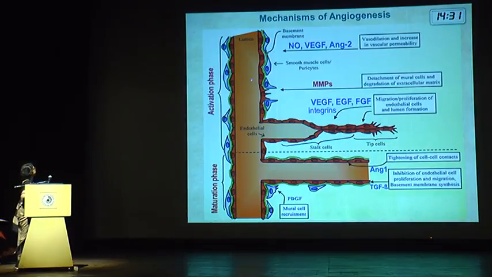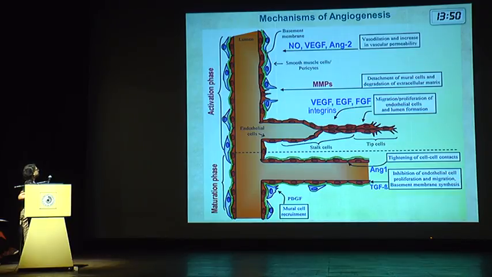Now, speaking of angiogenesis, the endothelial vessel is lined by endothelial cells, and this is covered by the basement membrane in green, and the mural cells comprising smooth muscle cells and fatty cells. Angiogenesis has two stages, the activation phase and the maturation phase. During the activation phase, there is vascular dilation and increase in vascular permeability by VEGF and ANG2. And then the matrix metalloproteinases act to stress the mural cells and degrade the extracellular matrix.